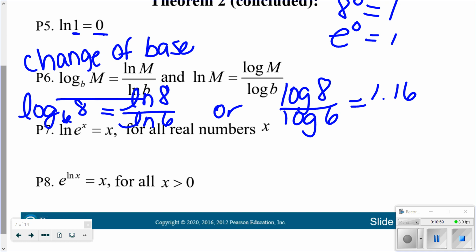Okay, and then this last property. e to the power of the natural log of x is x. e and the natural log cancel each other out. They are inverse functions. So the same would be true if we had a natural log and we wanted to solve that, we would use an e. If we have an e and we want to solve that, we would take the natural log. So they are inverse functions. So we can use those both ways.